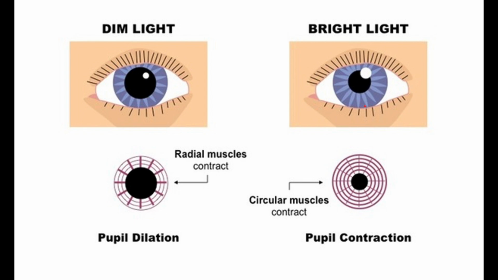This action involves the muscles in the iris. These muscles, the circular muscle, as you see, will contract, and the radial muscle will relax. The opposite happens in the dim light: the radial muscle contracts and the circular muscle relaxes. Let's go back and answer the question.